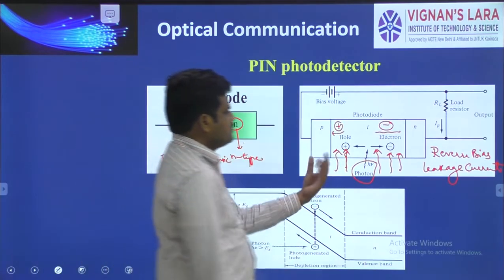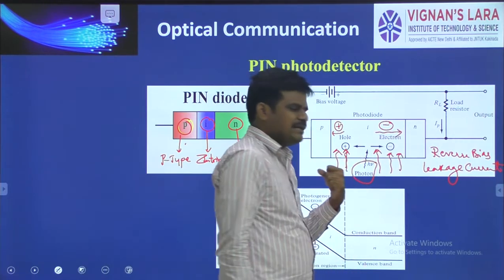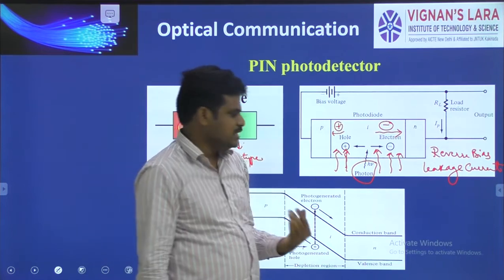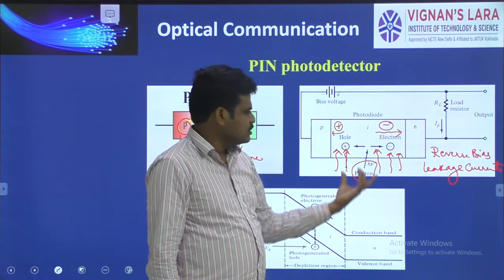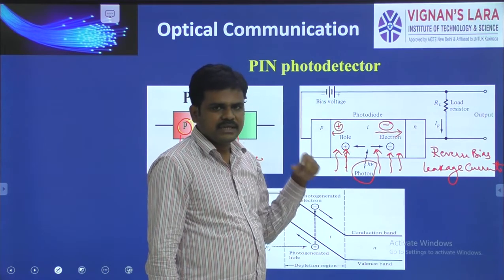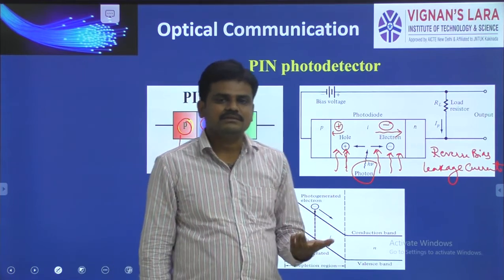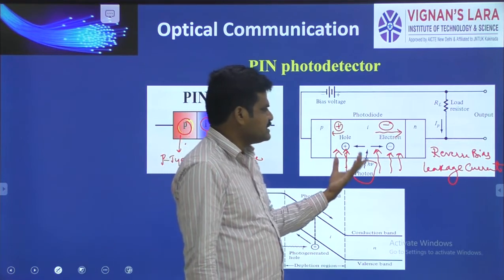Towards the positive terminal of the battery. That means as you increase the radiation or external light onto the intrinsic semiconductor, the number of electron hole pairs created will be increasing. So what is happening here?